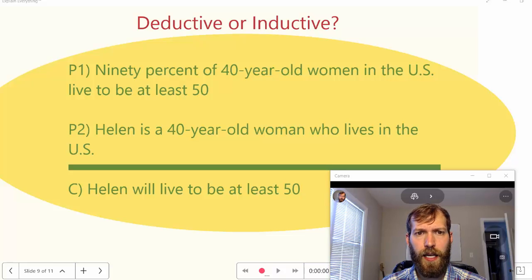So this first case I have here, our first premise tells us that 90% of 40-year-old women in the US live to be at least 50. And then our second premise says that Helen is a 40-year-old woman who lives in the US. Therefore, Helen will live to be at least 50. So why don't you pause the video and decide whether you think it's a deductive argument or an inductive argument.